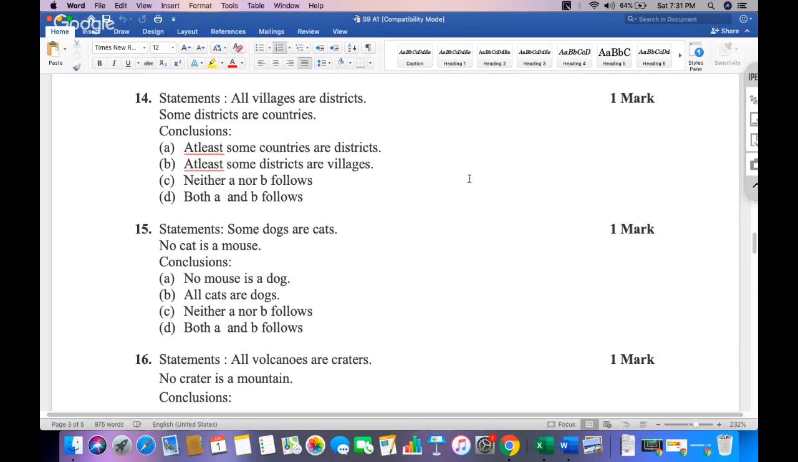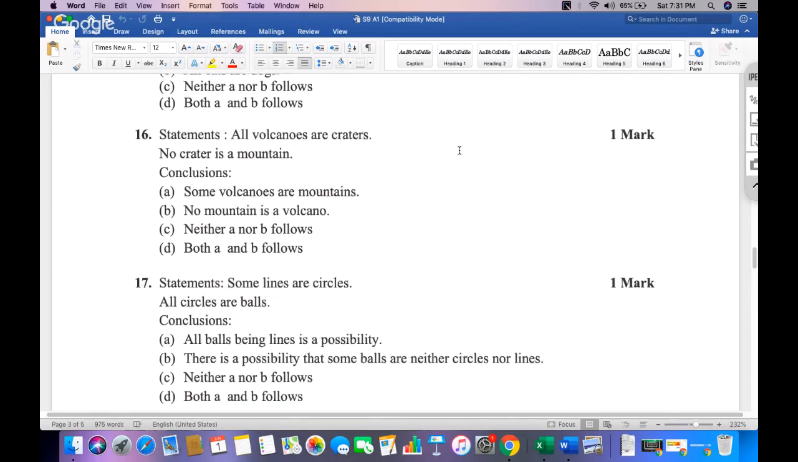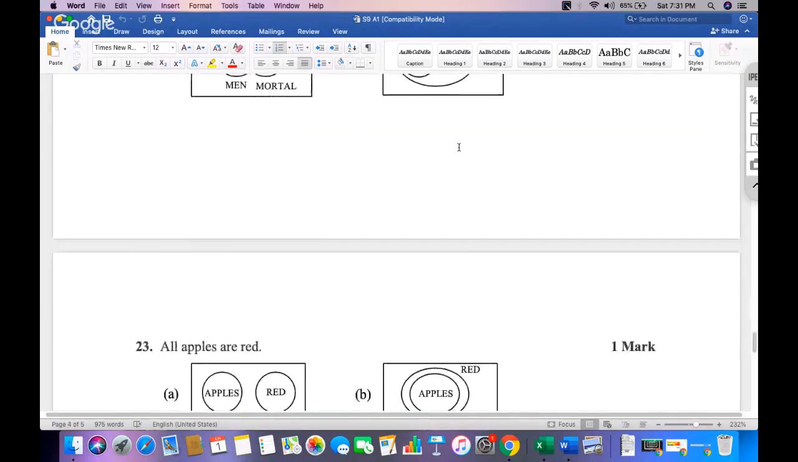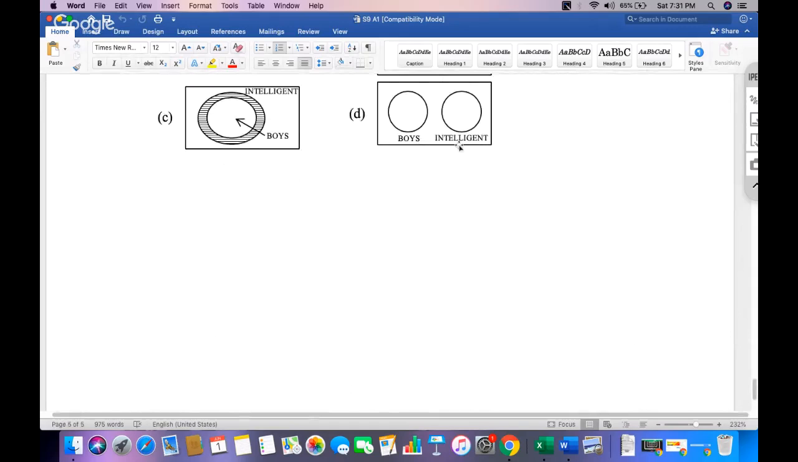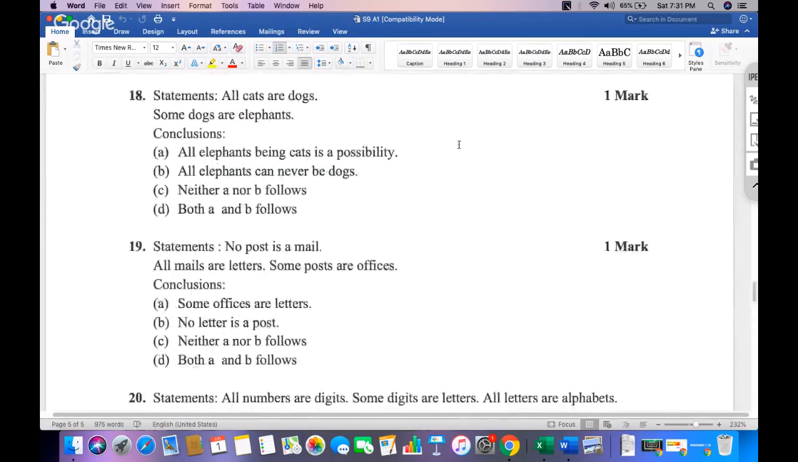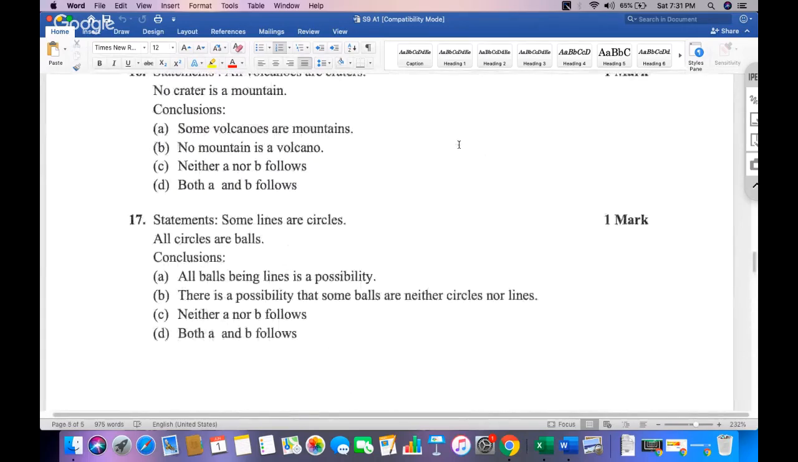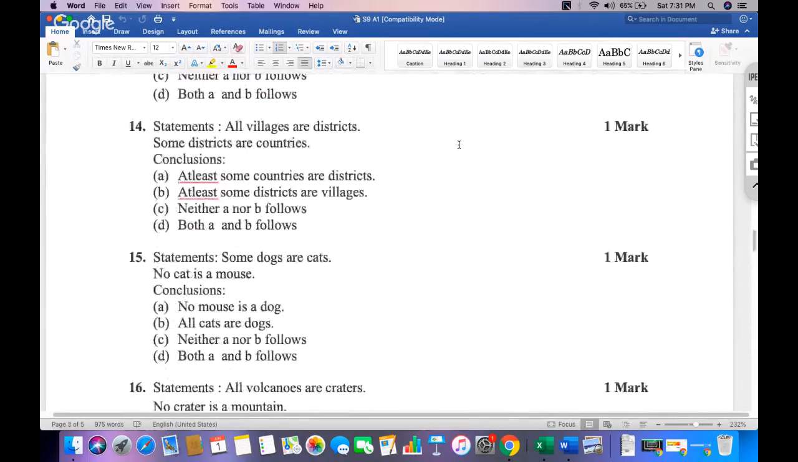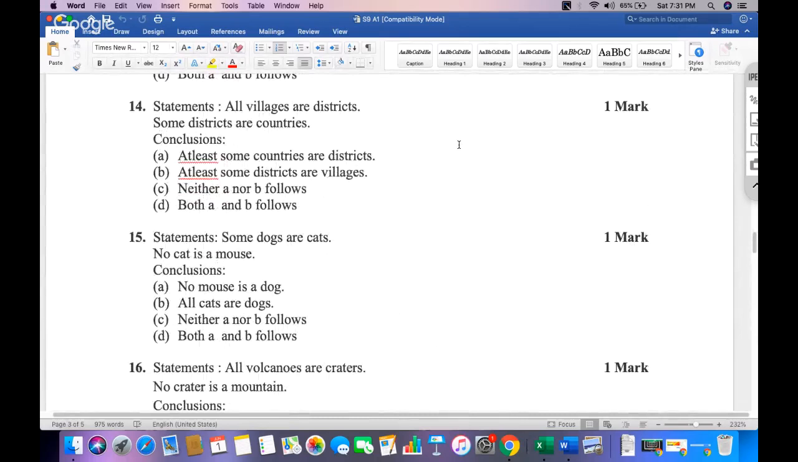14 answer people are giving D, 15 they are giving C. Okay, let me discuss it for you. Let me check how many questions are there. A lot of questions are there. Good. After this, I'll solve this. Okay, we have a lot of time. 14, 15 we are solving now. We'll finish off this sheet today.